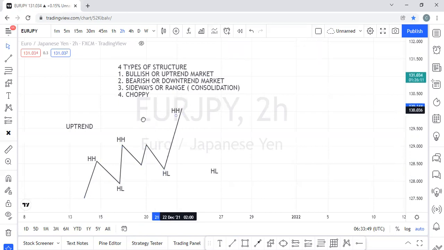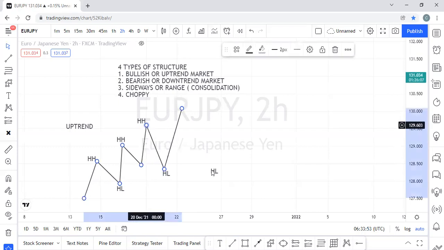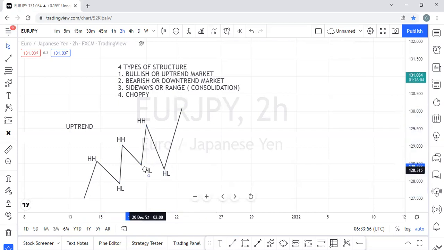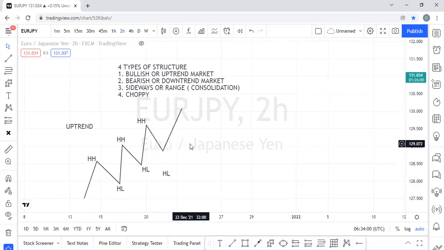So that is it about market structure. We have to follow these rules to be able to maximize all this. So that is how it is formed. Your higher high must be above the previous higher high and all of that.